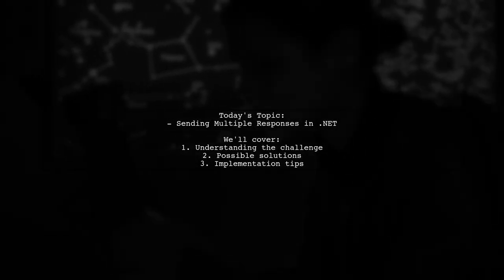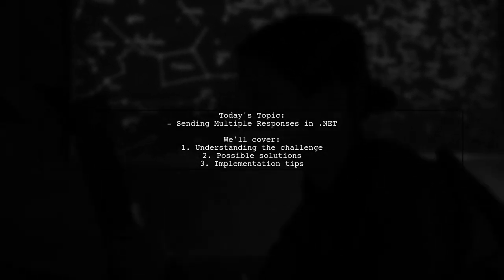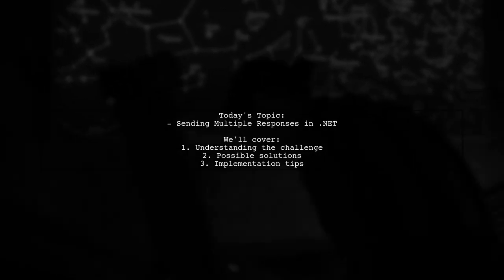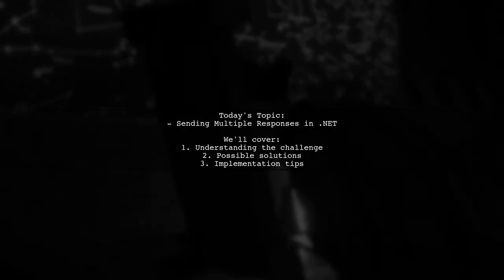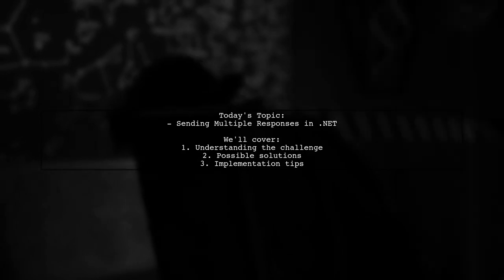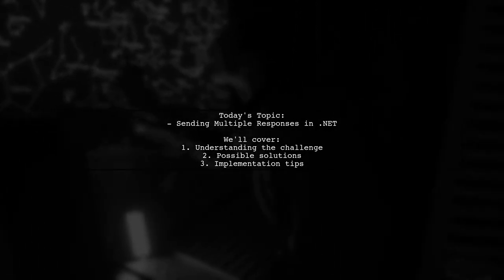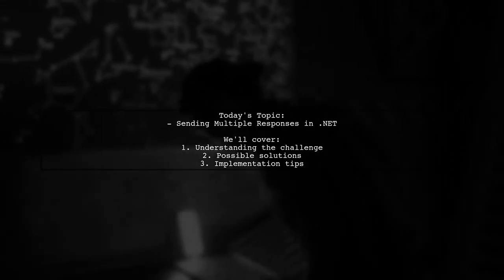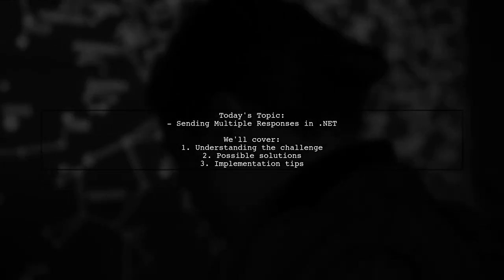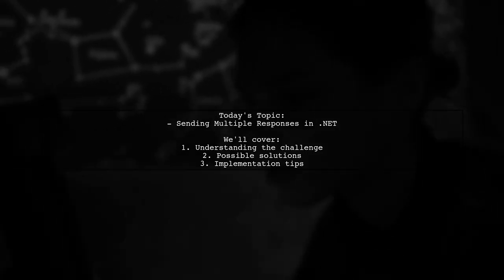Today we're tackling an interesting question from one of our viewers. They want to know if it's possible to send back both a PDF file and JSON data in the body of a post web API request using .NET. This is a common scenario in web development where you might need to return multiple types of data in response to a single request.